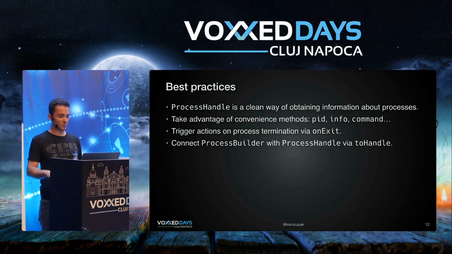OK, so let's recap. What are some of the best practices that we've seen? Well, remember we now have a ProcessHandle interface, which gives us a clean way of obtaining information about processes. It's a very nice, fluent API. We can take advantage of the convenience methods there, such as PID, info, command, command line. And you can now trigger actions on process termination through the onExit method and the completable future that it returns. You can also connect the old process builder API with the new ProcessHandle API through the toHandle method.